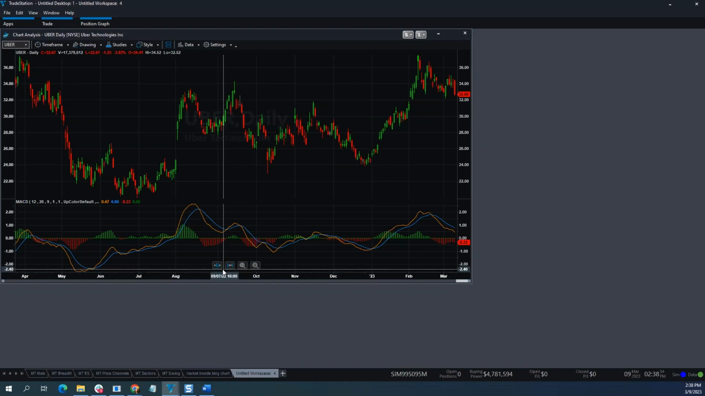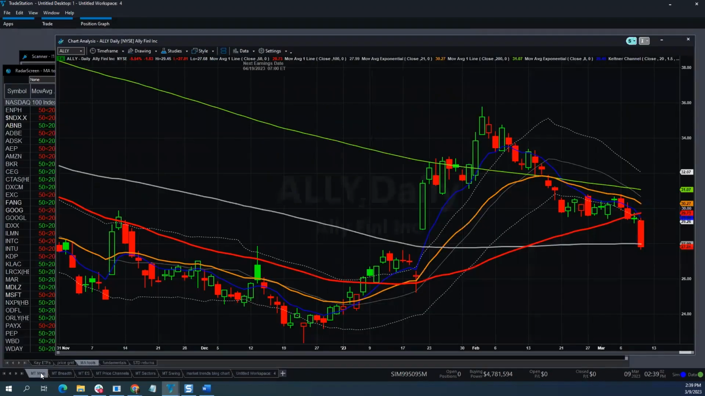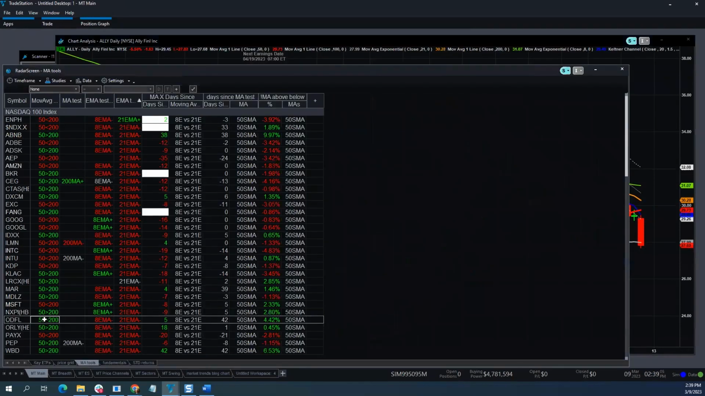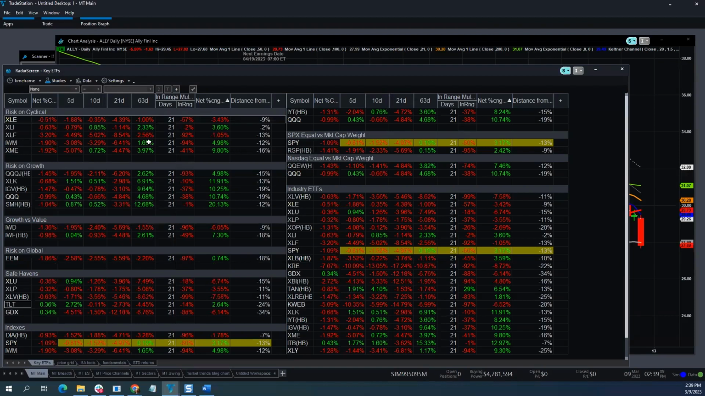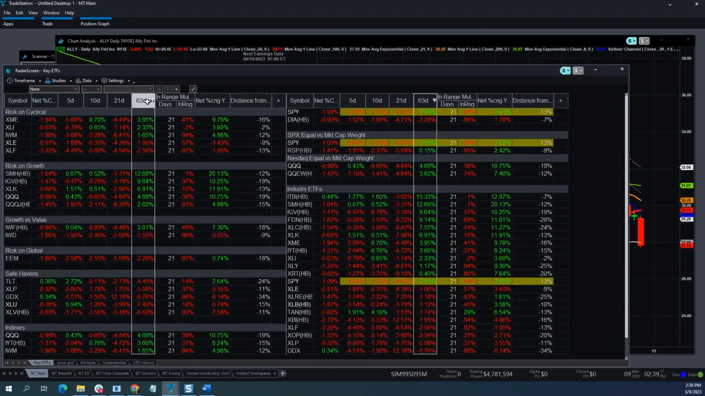How can one identify false signals in the stock market? Well, there's always a lot of signals. So let me actually go through now and show you. Here's what I want to zip through, because some people have asked, how do I use these workspaces? First, MT main, you start with key ETFs and you really use it to get a sense of where the relative strength in the market is.